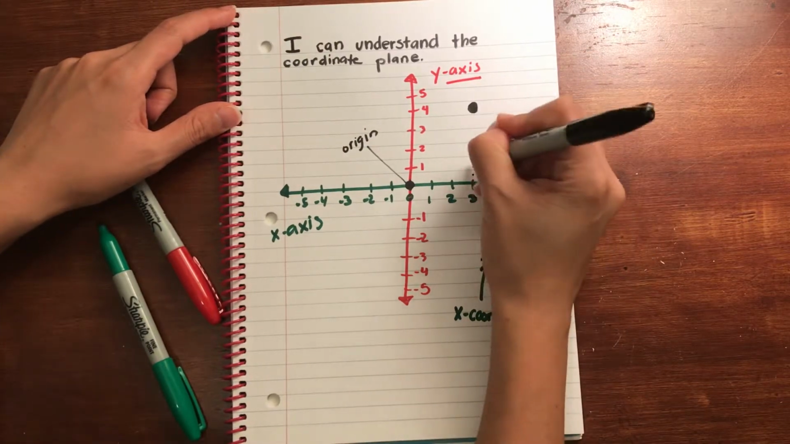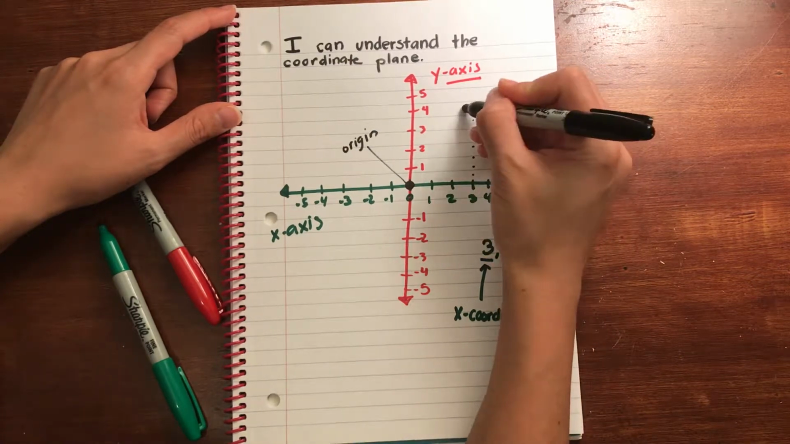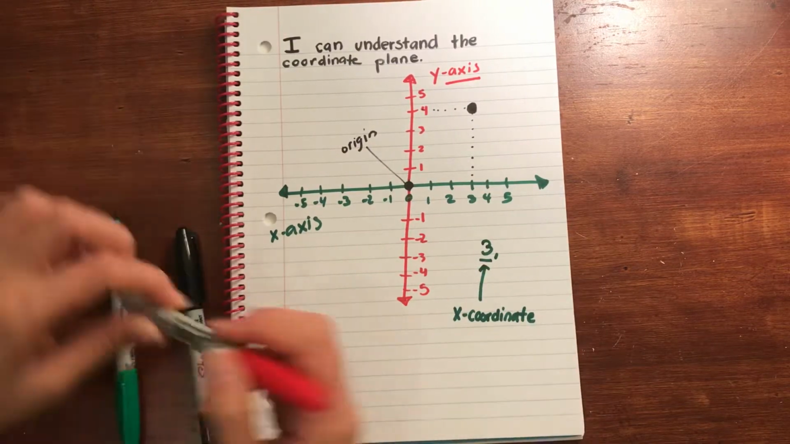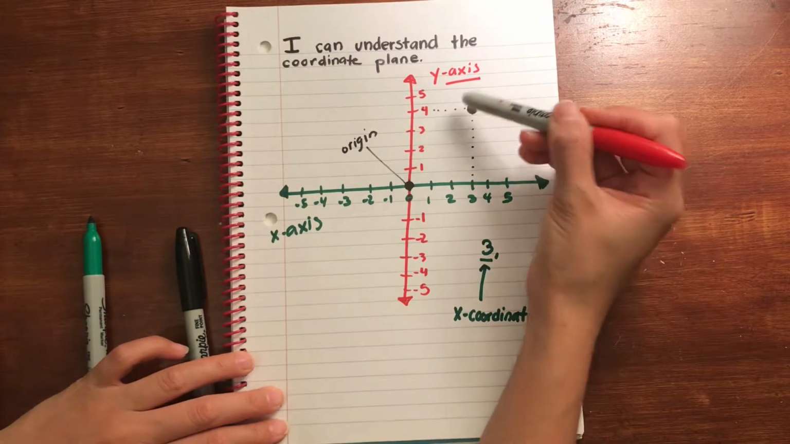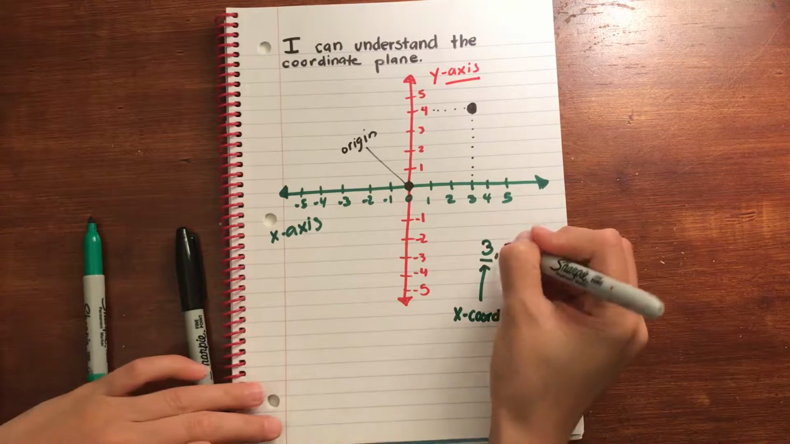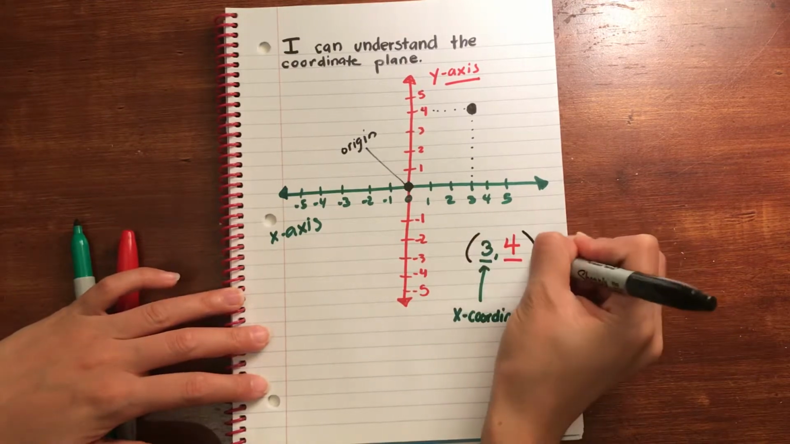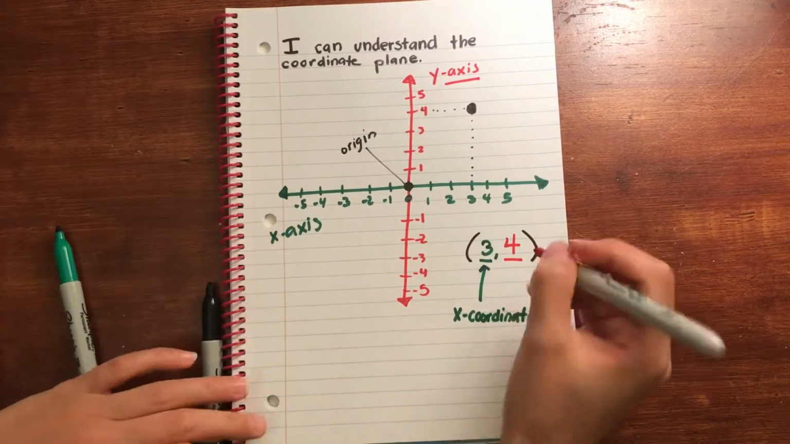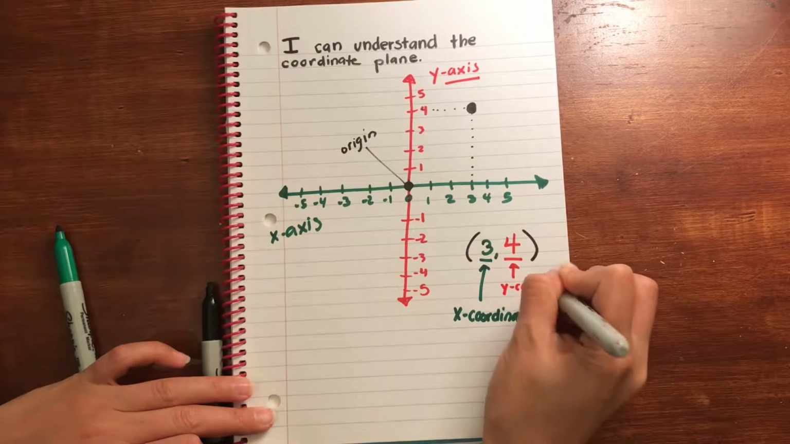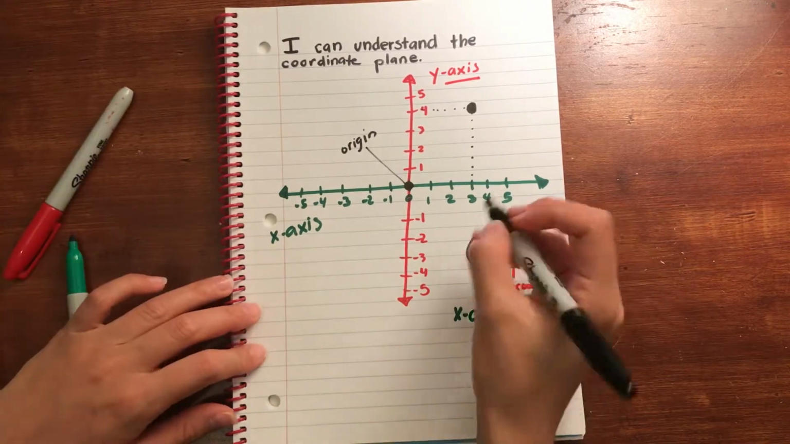I'm just going to draw this. This is not normal, but you can see my path here. I moved up 4. And I moved to the right 3. My second number to pinpoint this point is 4. I moved 4 up. We put parentheses around these 2 numbers. And the second number is called the y-coordinate. The 2 numbers together are called an ordered pair.